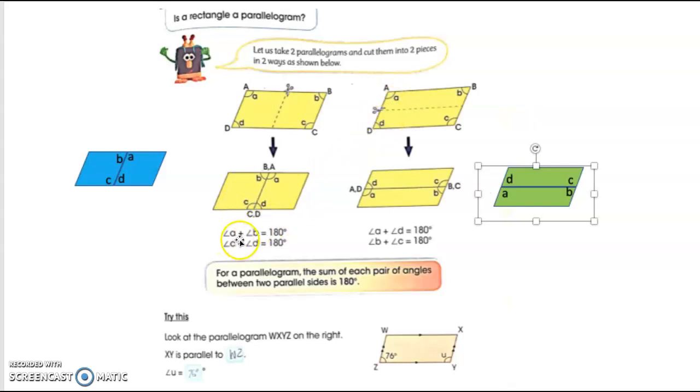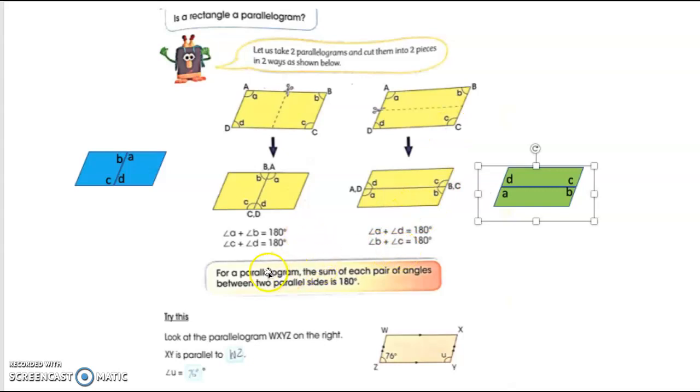Therefore A plus B will be equal to 180. Similarly, D plus C is equal to 180. Likewise, A plus D is equal to 180. Likewise, B plus C is also equal to 180.